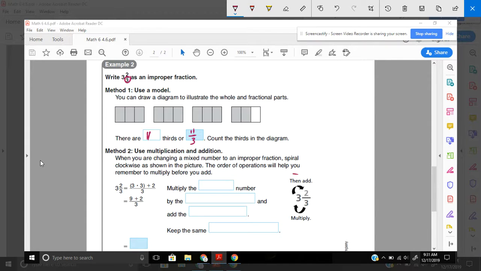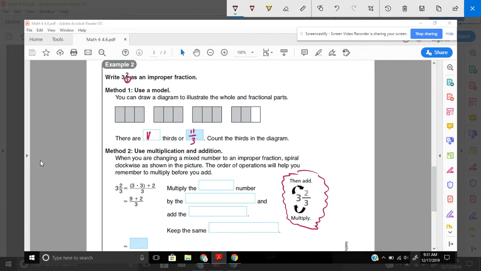The other way that you could think about that is by using this model here. This guy is pretty important. I might star him. Okay? When you change a mixed number to an improper fraction, spiral clockwise as shown in the picture. So you start with your denominator and you multiply by your whole number. Okay? The order of operations will help you remember to multiply before you add. So first you would do 3 times 3, and then you would add the numerator to that.